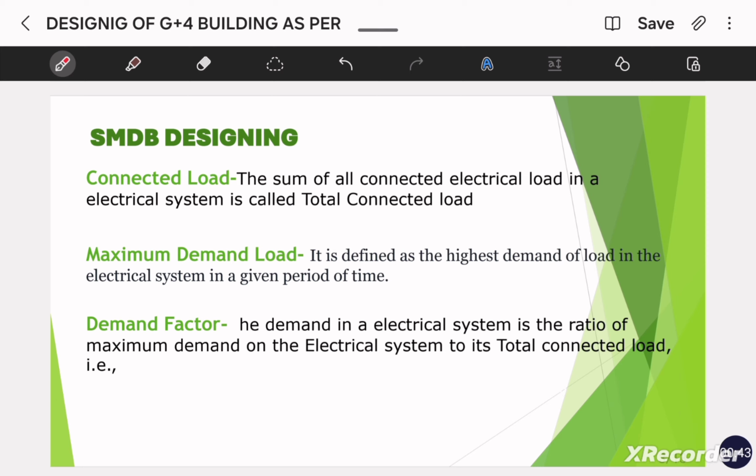Apart from that, I discussed the DEWA regulation related to SMDB in great depth. I also discussed the DEWA load schedule format for SMDB and for MDB in great depth.